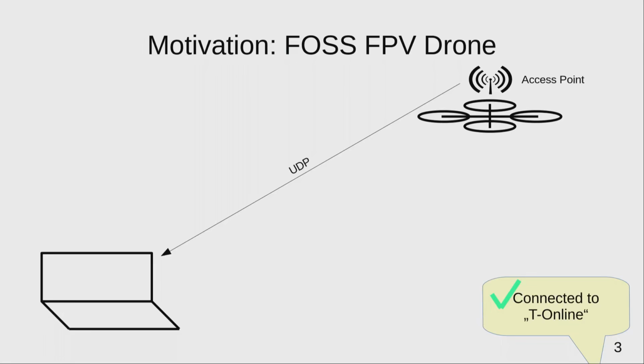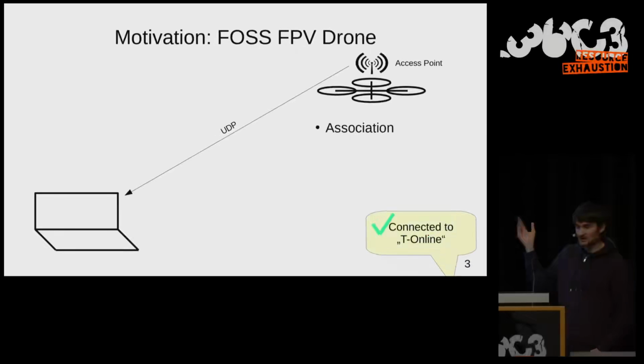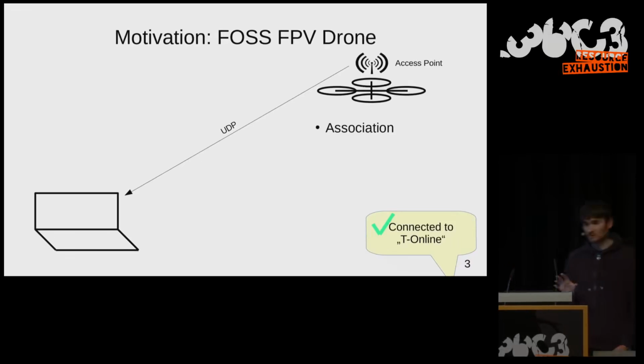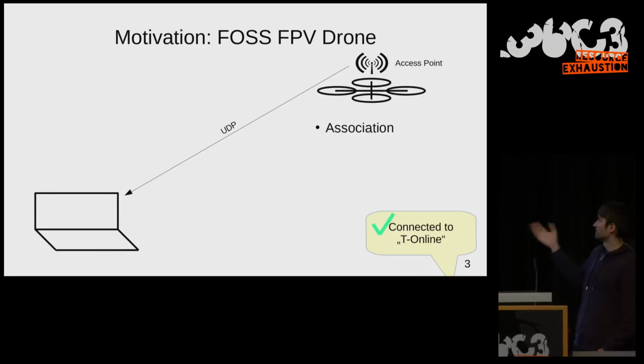So, in summary, association or stateful connection is something you do not really want in this application. And that's a problem of standard Wi-Fi, because standard Wi-Fi usually uses associations. That's another problem I'm coming to right now.